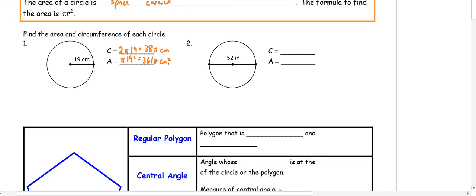Now, in number 2, 52 is representing a diameter, so it bisects into 26 and 26 for the radius. So the circumference is really easy because they give us the diameter. It's just 52 pi inches. To get area, it's pi 26 squared, which is 676 pi inches squared.